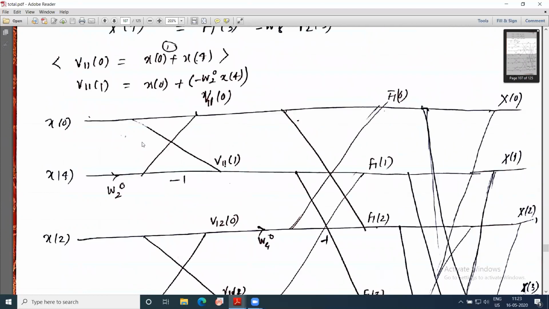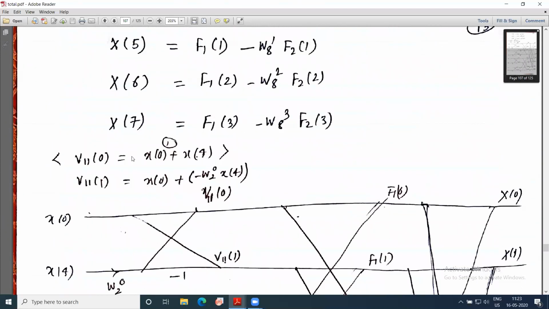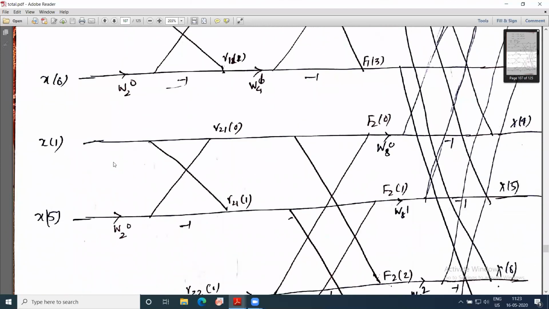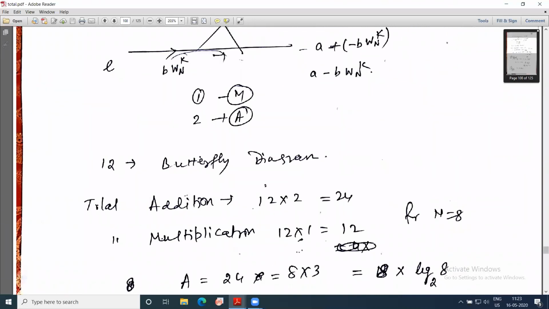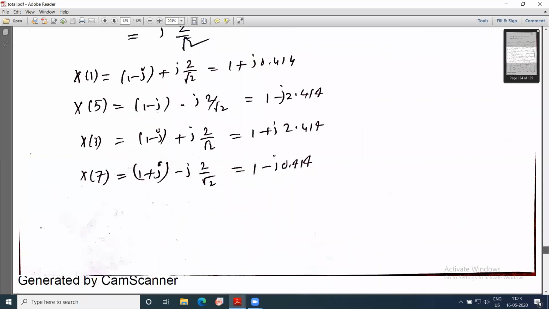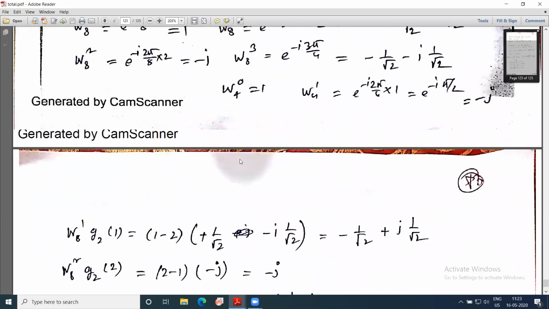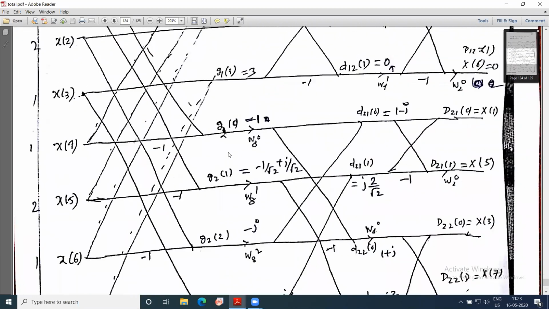Okay, I hope if you have any doubt you can ask, otherwise I have hardly 1 minute left. In DIF FFT, any doubt you have? Any doubt in the calculation of this problem?